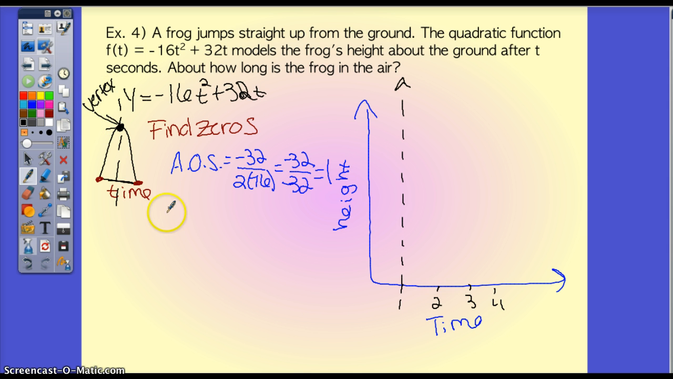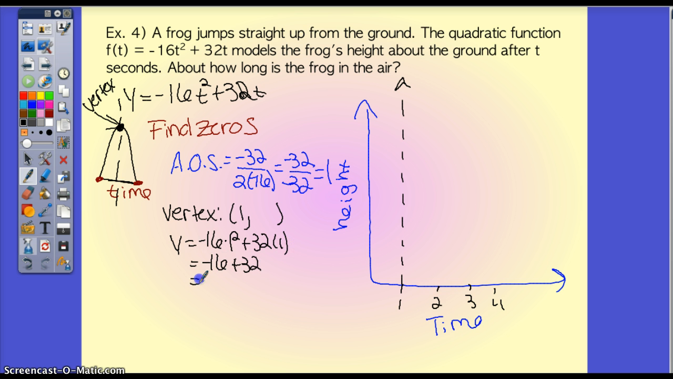That's going to be the highest point. So when I plug it in, my vertex is going to be 1 comma something. So I'll have y equals negative 16 times 1 squared plus 32 times 1, which is negative 16 plus 32, which equals 16. So 1 comma 16. So I'm going to go 1, 2, 3, up to 16, and make a point.